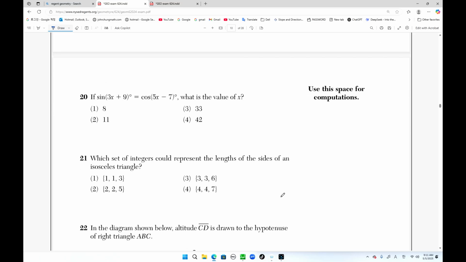The number 21, sine equals cosine, that is a co-function, right? The sum of these two angles is already 90 degrees. 3x plus 5x is 8x. 9 plus negative 7 is plus 2. That equals 90. So 8x equals 88, x equals 11, okay? That's the answer.